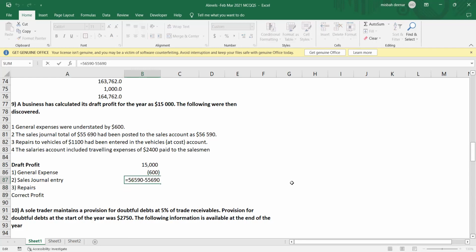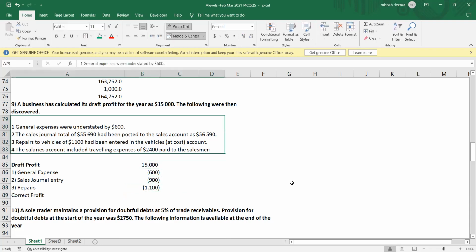So 900. See, it should have been posted at 56,590, but instead it has been posted at 55,690. So understatement of 900. So 900 should be deducted. Then repairs entered into the cost account. So overstatement of assets and understatement of expenses. So 1,100 should be deducted.